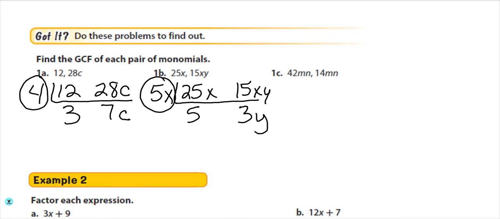All right, let's take a look at 1c. So I'm going to do something just a little bit different on this one, just to show you what happens if you can't find the greatest common factor the first time. This is just a really quick way to show you how to do it. So let's take a look at this one.